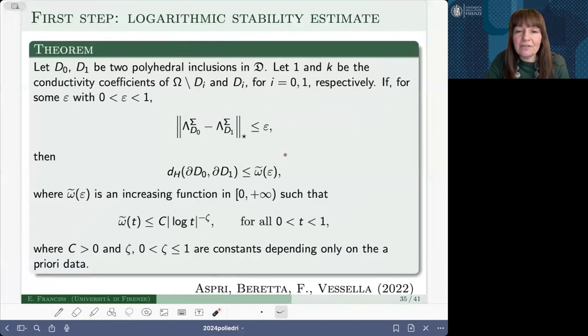The first thing that we had to prove was a logarithmic stability estimate, because it was not available for this case. And we proved that if you have two Dirichlet-to-Neumann maps that are close enough, then the distance between the boundaries is close enough. But this function here is not the one that we want to get, because it is a logarithmic modulus of continuity.